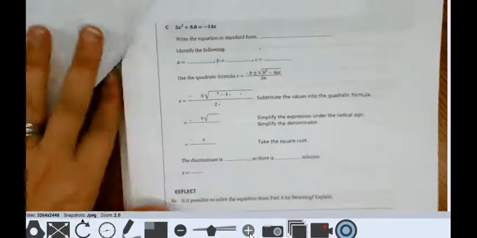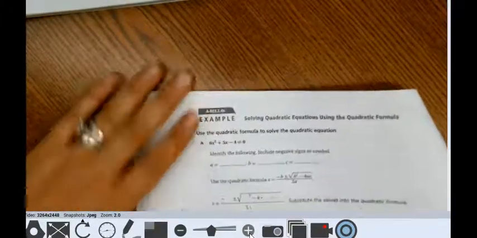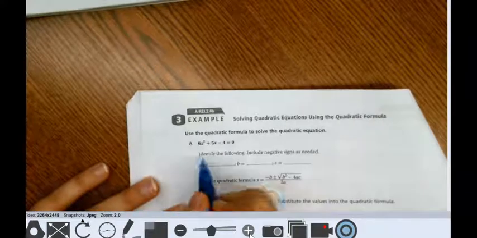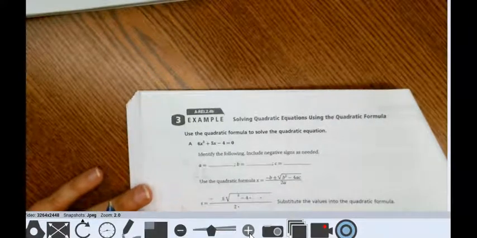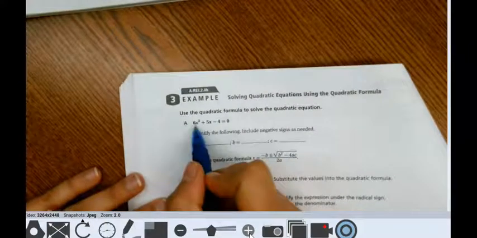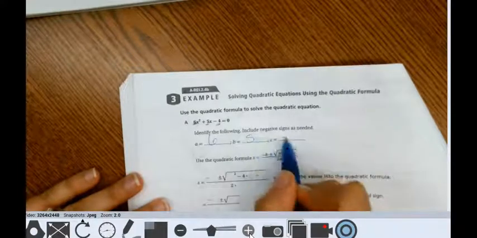So, let's solve some problems. Use the quadratic formula to solve the quadratic equation. So, we need to identify what is our A, what is our B, what is our C, because now that we know the song, we need to know how to use it. So A is 6, B is 5, and C is -4.